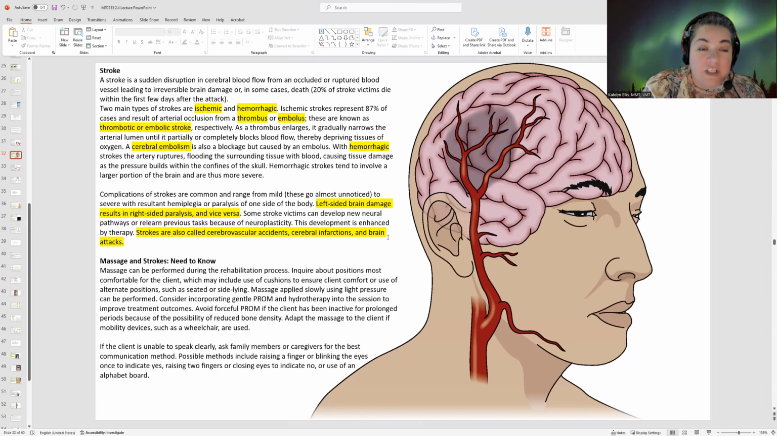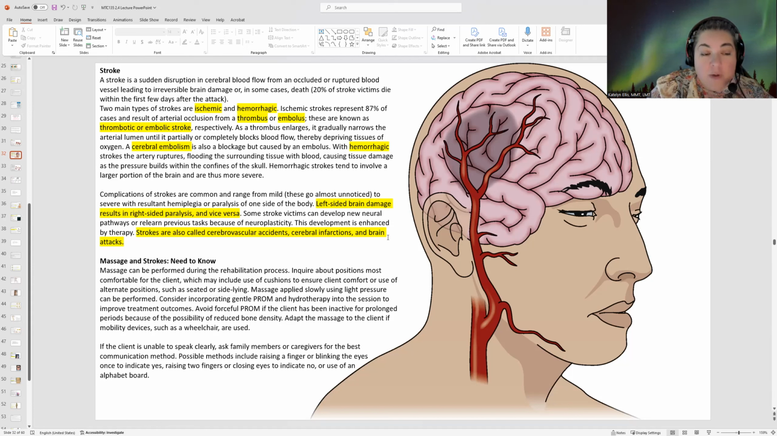With hemorrhagic strokes, the artery actually ruptures, flooding the tissue with blood, causing tissue damage, and then pressure will build inside of the skull because we have all of this blood filling it. There's new liquid being added that shouldn't be there in the brain. Since hemorrhagic strokes spread and all of that fluid is going everywhere and we're causing swelling in there, it involves a larger portion of the brain, which affects more functions of the body. And so these strokes are way more severe. Left-sided brain damage results in right-sided paralysis and vice versa.